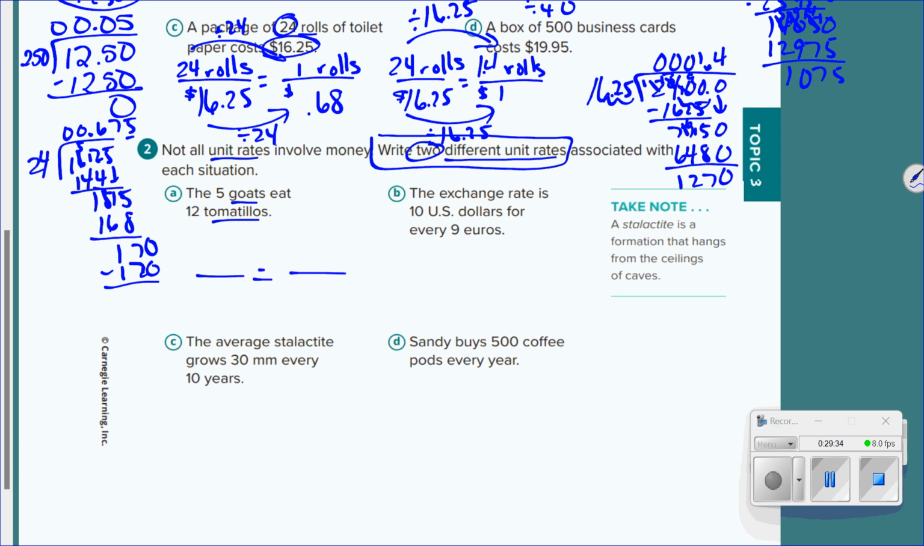Okay. Now I look at my units, goats and tomatillos, and I'm going to make a key. I'm going to say G is number of goats, and T equals number of tomatillos. So now I can just use abbreviations for all the rest of it. So I have G's and T's.